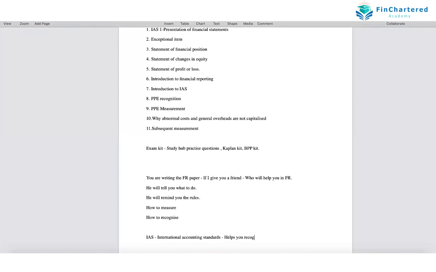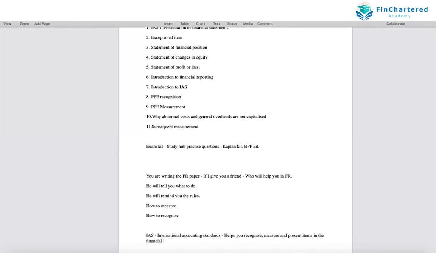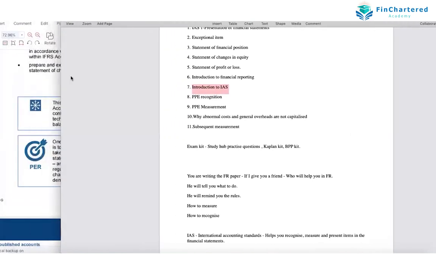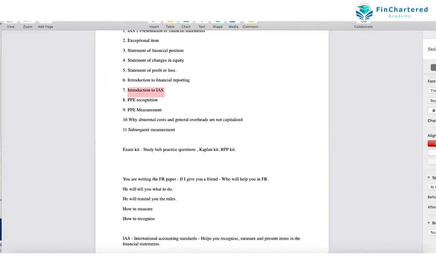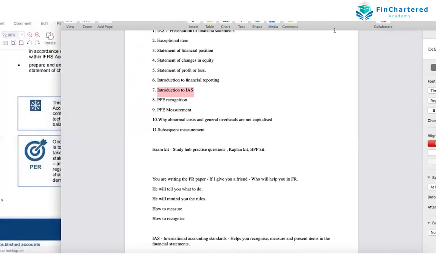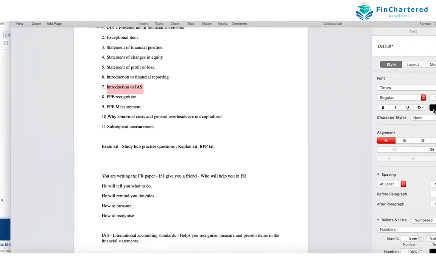IAS helps you recognize, measure, and present items in the financial statements. So it lays down the rules for preparing financial statements and helps you with what the rules are. With which introduction to IAS is over, which was also done in the demo, right? So IAS is International Accounting Standards that is going to help you in preparing the financial statements. I hope that is clear. Again, you're expected to write it down in your notes.